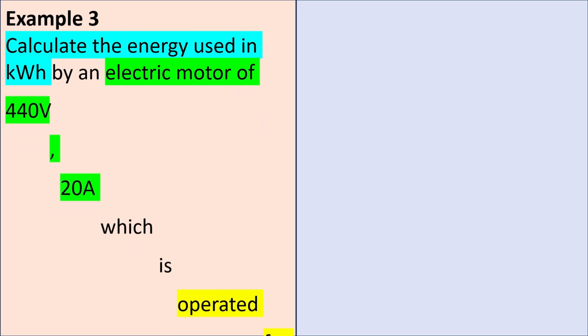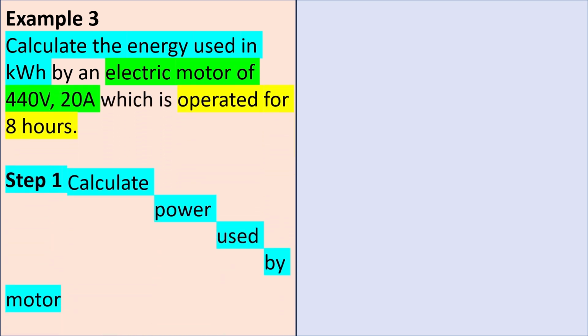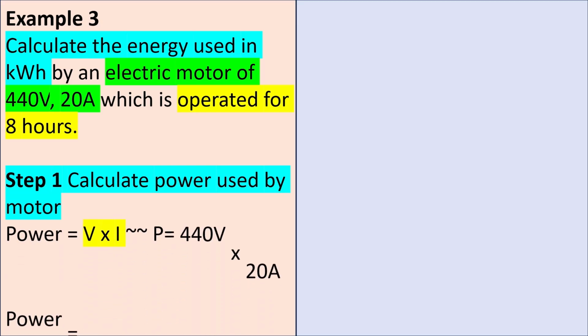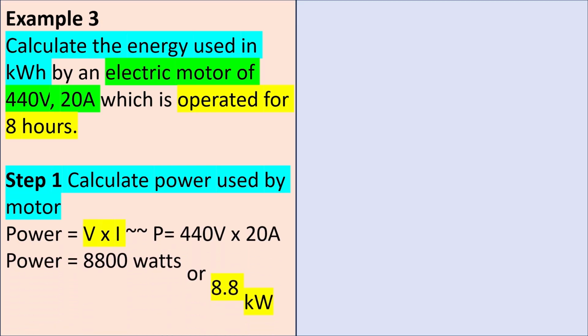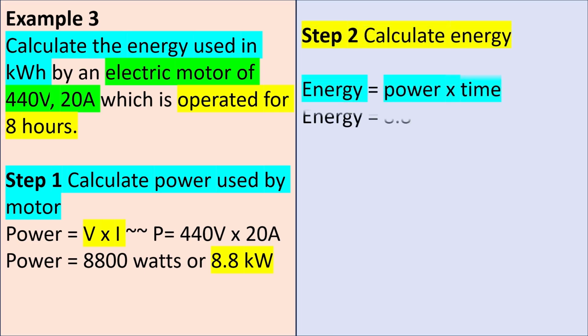Example 3. Calculate the energy used in kilowatt hours by an electric motor of 440 volts at 20 amp, which is operated for 8 hours. Step 1. Calculate the power used by the motor. Power is equal to V times I. P is equal to 440 volts times 20 amp. Power equals 8,800 watts or 8.8 kilowatts.